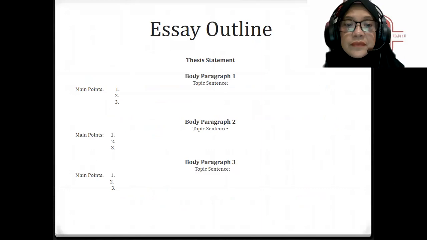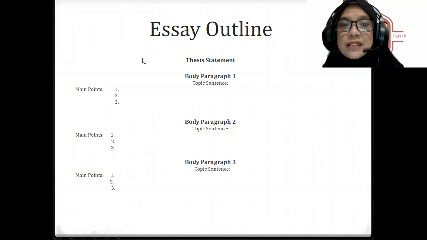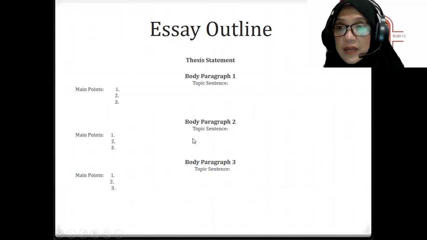Okay, essay outline. You have in the introduction the thesis statement. Okay, the thesis statement reveals the main points. Okay, you have main points 1, 2, and 3. All right. So if in the thesis statement you say parents, friends, and environment, so the topic sentence for body paragraph 1 will focus on parents. Topic sentence for paragraph 2 will focus on friends, and topic sentence for paragraph 3 will focus on environment.